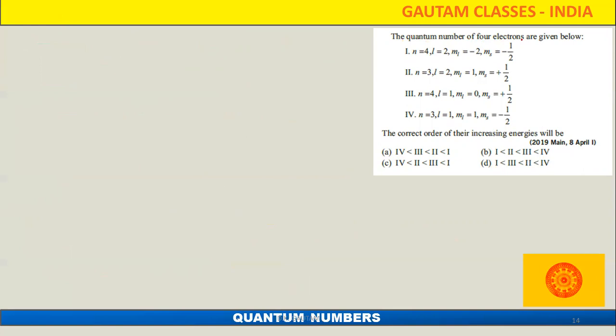The quantum numbers of 4 electrons are given, and he is asking for the correct order of their increasing energies. So we are going to arrange them according to the n plus l rule. As you know, energy is directly proportional to the n plus l value. For the first one, n is equal to 4 and l is equal to 2, that means 4d. What about the n plus l value in that case? The n plus l value is 6.